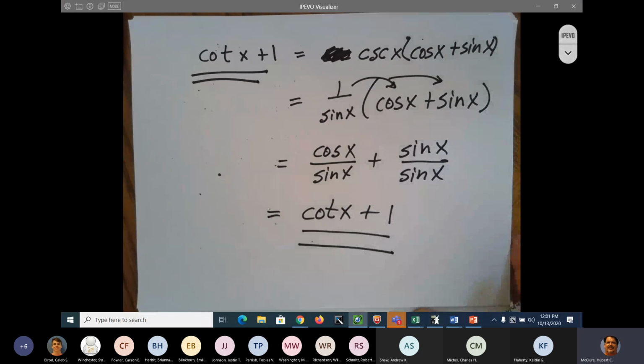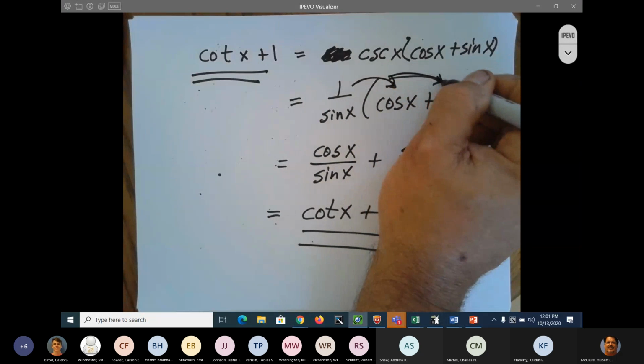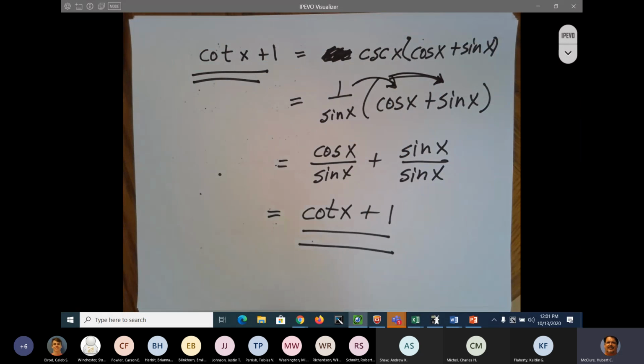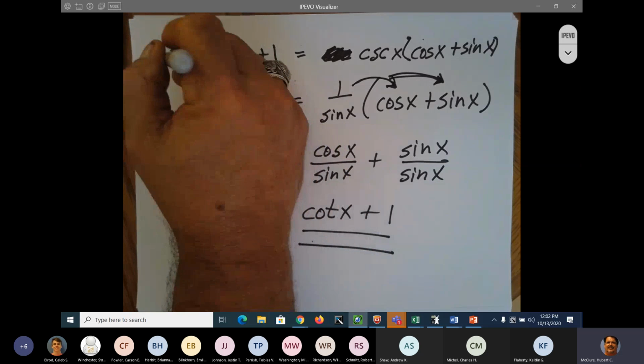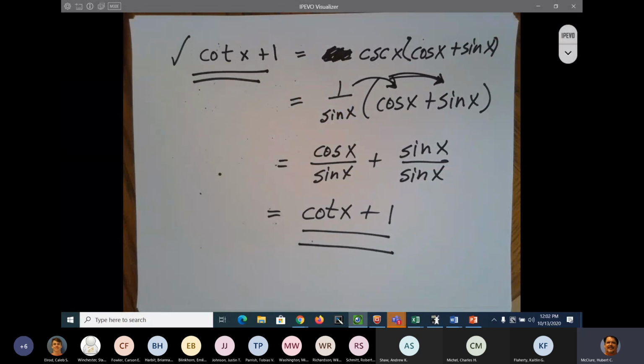What do you mean, just algebra? Well, I distributed. That's the algebra. And then I just use trig to change it back into that. This is another good test question. This is the type of question I would ask on a test.